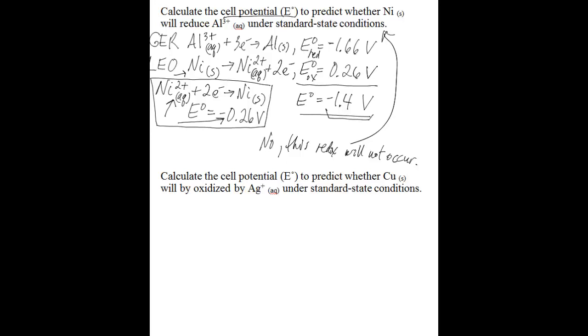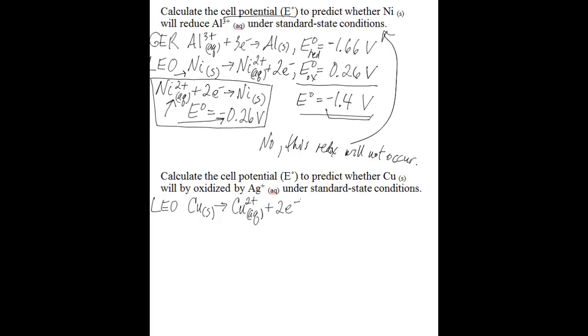So let's look at the next problem. The next problem says to calculate the cell potential to predict whether copper will be oxidized by silver under standard state conditions. So for this problem, you're asked whether copper will be oxidized. Your first thing you can think about is that oxidation means the loss of electrons. So what this reaction will look like is a copper solid going to copper 2 plus in aqueous form, and 2 electrons will be part of the products.